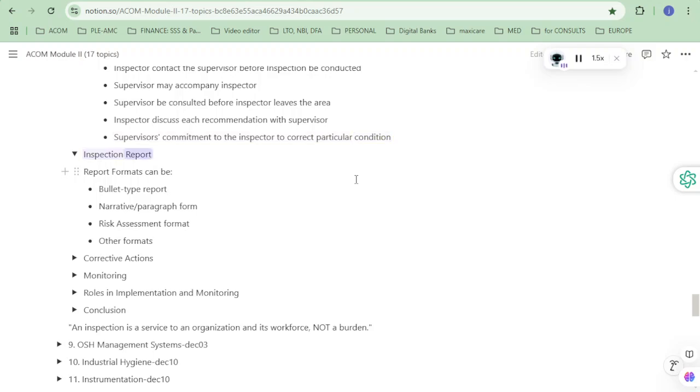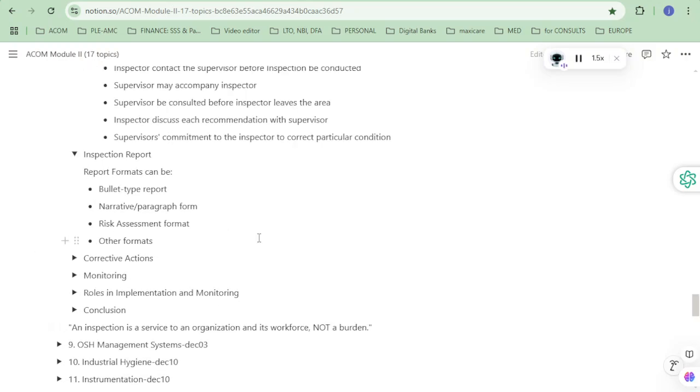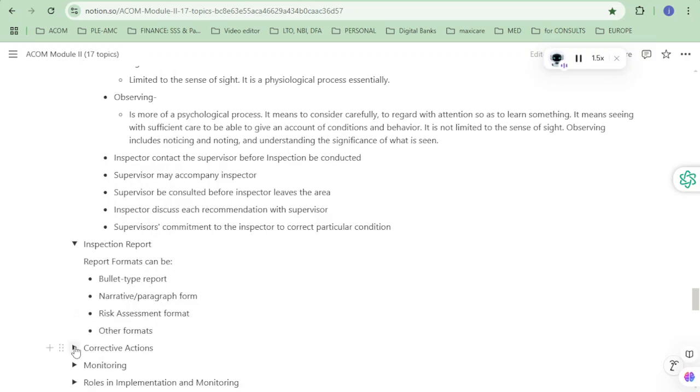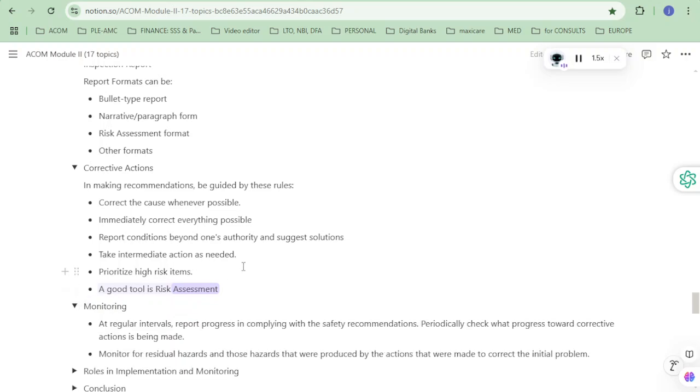Inspection report. Report formats can be bullet type, narrative or paragraph form, risk assessment format, or other formats. Corrective actions: in making recommendations, be guided by these rules. Correct the cause whenever possible. Immediately correct everything possible. Report conditions beyond one's authority and suggest solutions. Take intermediate action as needed. Prioritize high-risk items; a good tool is risk assessment.